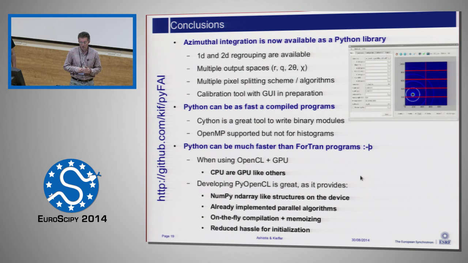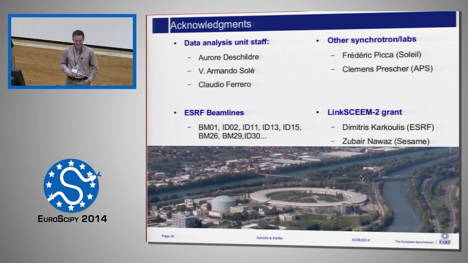Cython is a great tool. OpenMP may be a bit tricky to use sometimes, and PyOpenCL is really a great tool that provides NumPy-like objects on the device. A lot of algorithms are already implemented, on-the-fly compilation reduces the hassle of initialization, and it really makes CPUs look like GPUs, and you will learn a lot about how a GPU works if you work with it.